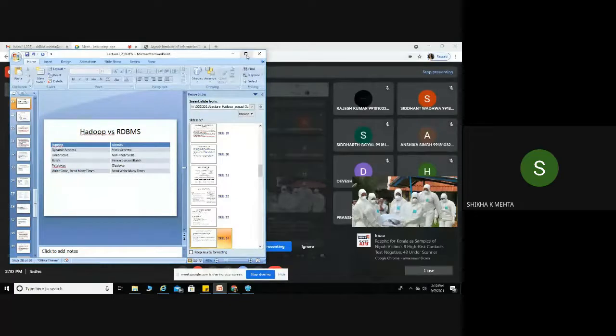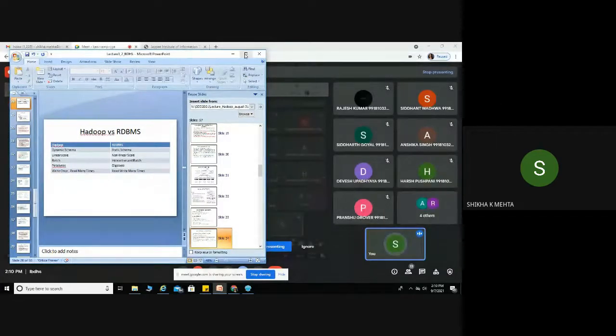And also we have to see what the application requirements are, whether it is read-write many times or write once and read many times kind of application. So before deciding what tools we should use for processing our data, we have to understand the application requirements: whether it requires more read operations, more write operations, or write once and read many times.